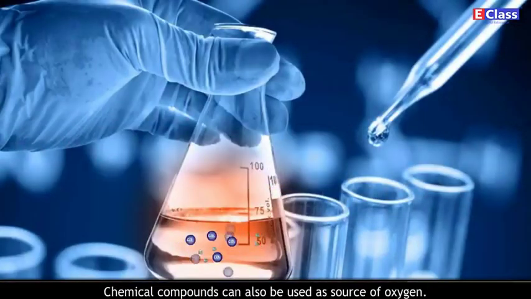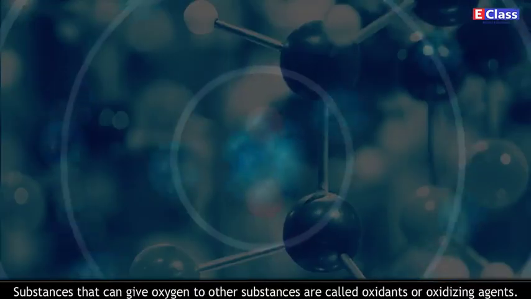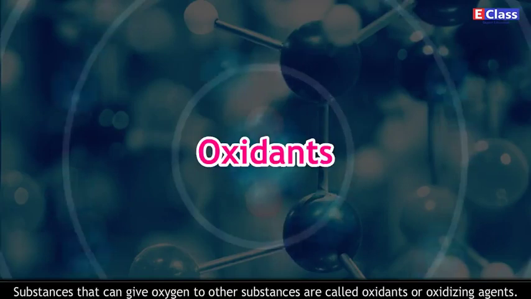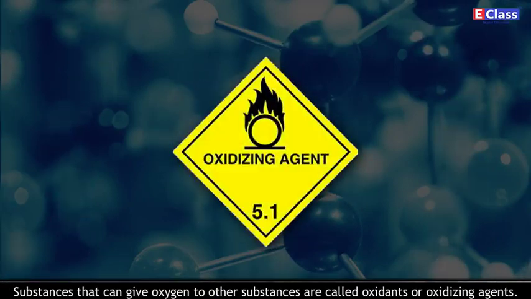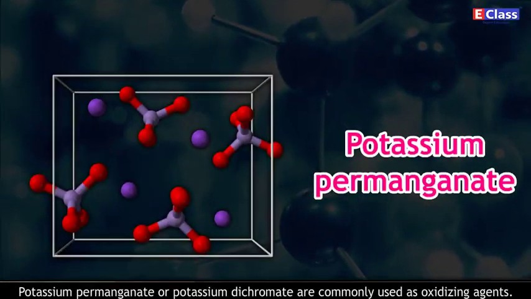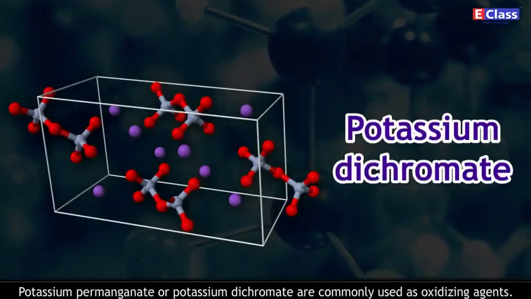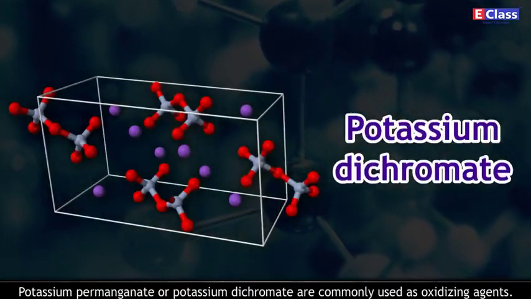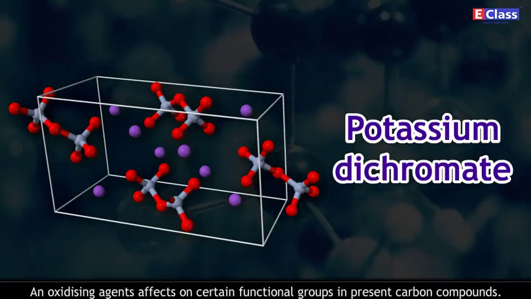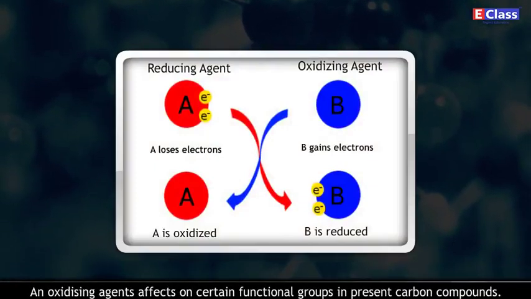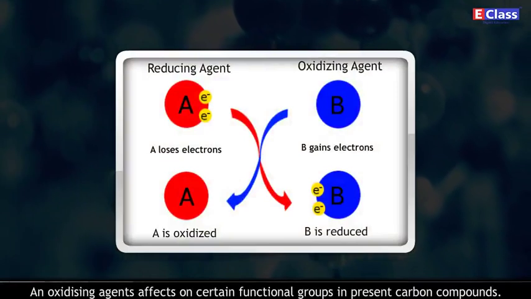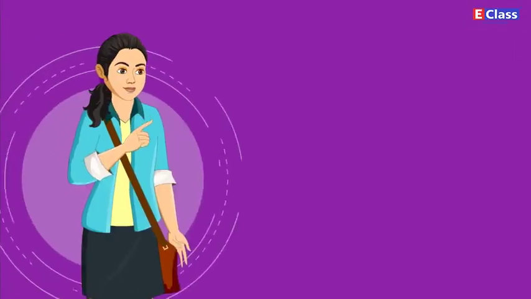Chemical compounds can also be used as a source of oxygen. Substances that can give oxygen to other substances are called oxidants or oxidizing agents. Potassium permanganate or potassium dichromate are commonly used as oxidizing agents. An oxidizing agent acts on certain functional groups present in carbon compounds.